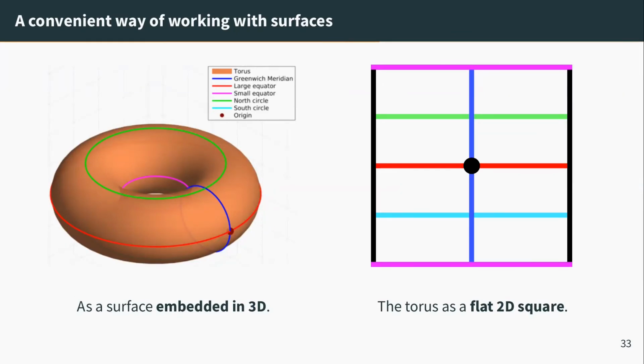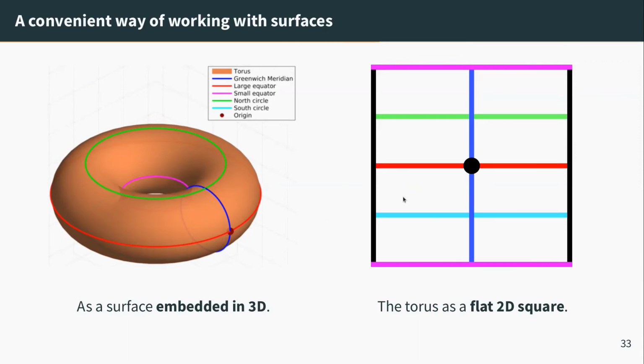So maybe what you can do instead is to describe your torus as a flat 2D square, where you have identified the top side of the square with the bottom, and the left with the right. Here it kind of makes sense. So this blue path corresponds to this blue circle. The red path corresponds to the equator. And here I have identified this with this.